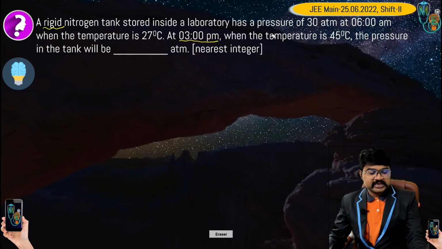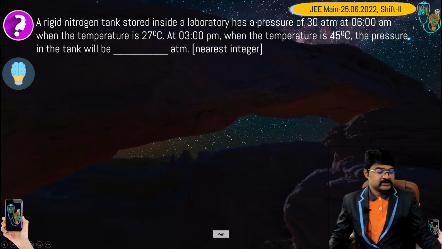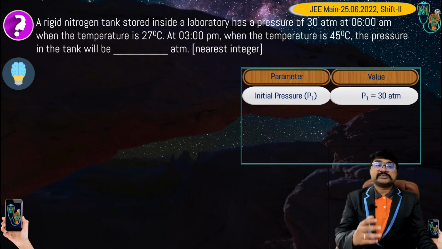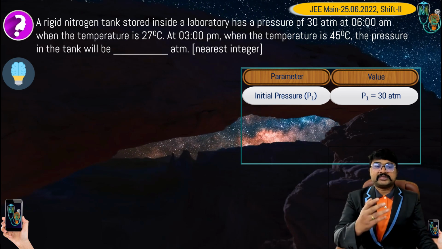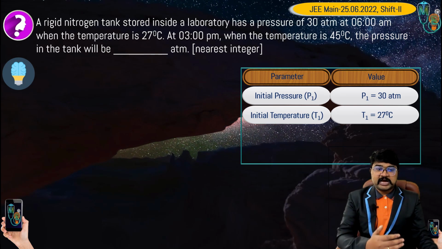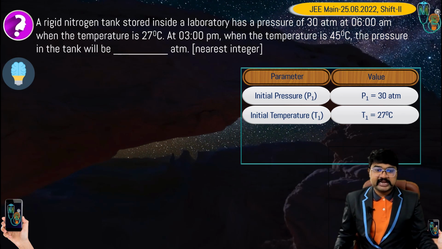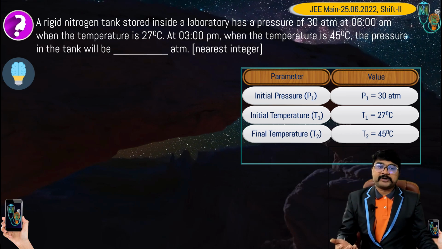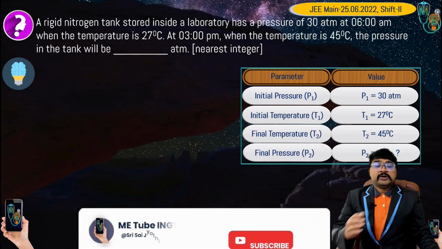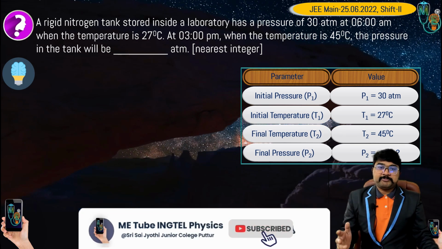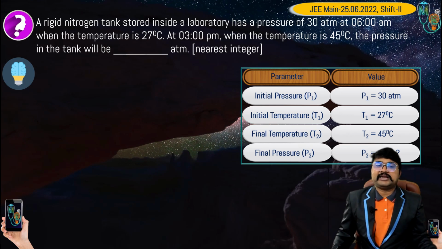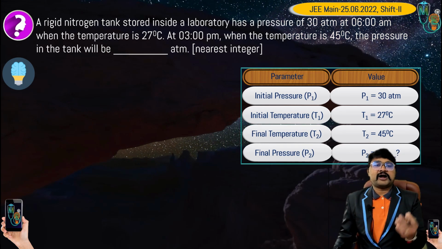So see the given data in the proper manner. What is the initial pressure? Pressure at 6 a.m. is 30 atmosphere. Temperature at 6 a.m. is 27 degrees centigrade. And final temperature is 45 degrees centigrade at 3 p.m. Final pressure at 3 p.m., what is the pressure of the gas present inside the tank? Understood now? That part we need to calculate.